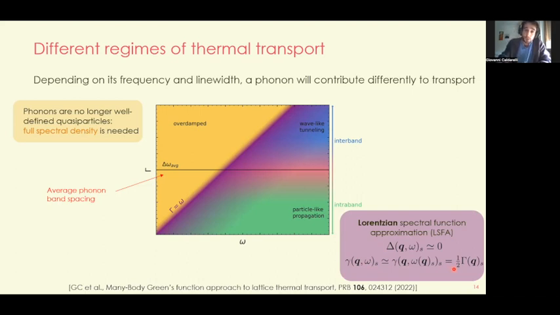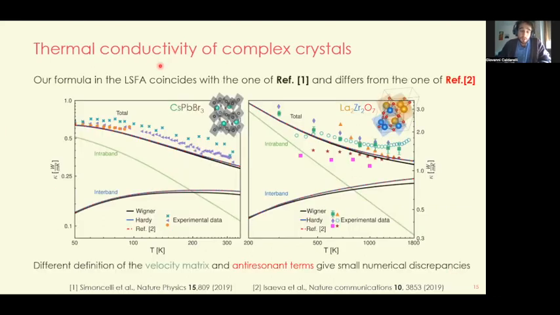In this approximation, the formula that I showed you before for the Wigner choice of the heat flux coincides exactly with the one that was derived in the work by Simoncelli, so we are able to reconcile the same expression for interband thermal conductivity derived from two different theoretical approaches, but it still differs analytically from the one that is derived in this other work.